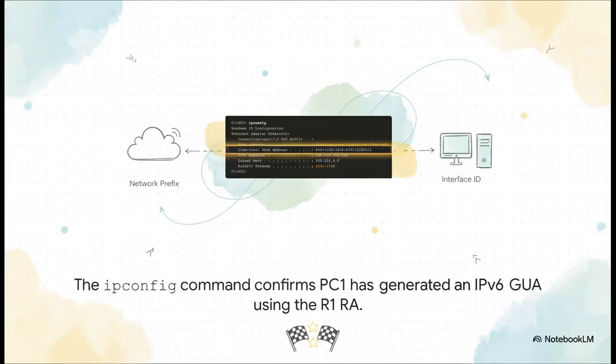Success! The device takes the network info from the router, that's the first half of the address, and then it generates the second half all by itself. As you can see right here, it has created a complete, valid, and globally unique IPv6 address. The quest is complete. Our device is officially online.